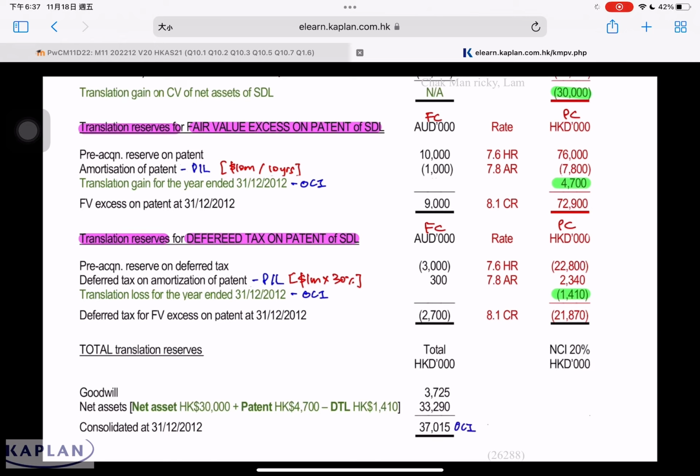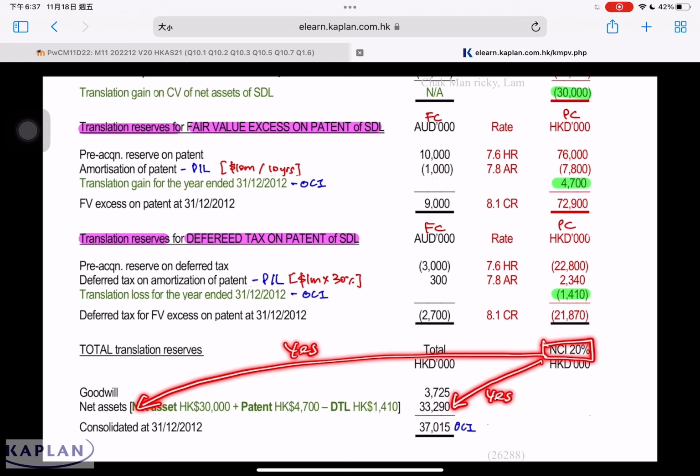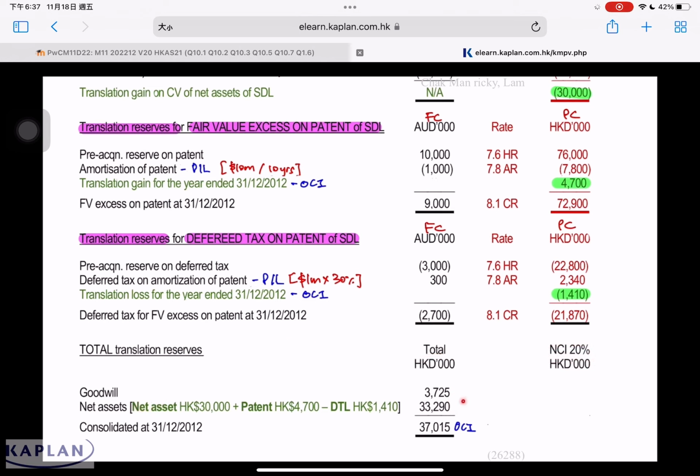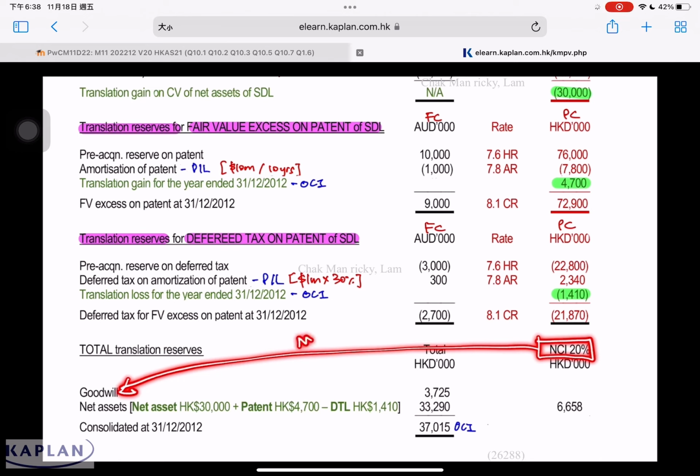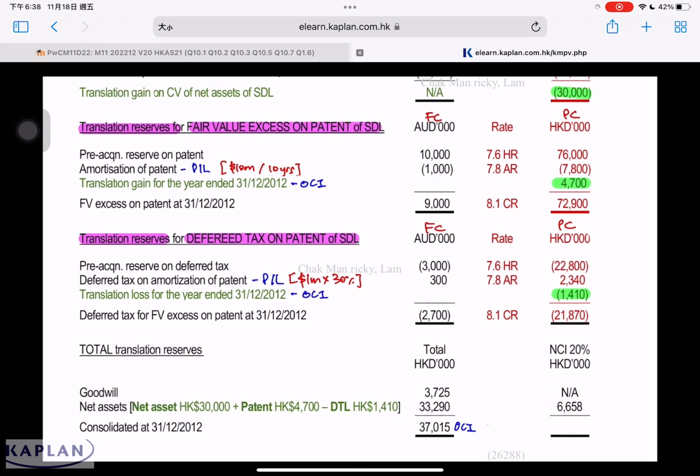How much do we let NCI share? 20%. NCI always shares the net assets of the subsidiary. So NCI will share the translation differences of the net assets of the subsidiary. NCI will share this amount at 20%. 33,290 multiplied by 20% is equal to 6,658. Does the NCI share this goodwill? The answer is no, because this is partial goodwill. If NCI does not share the partial goodwill, NCI does not share the translation differences on goodwill in this case. In total, the NCI share of the translation differences is 6,658.